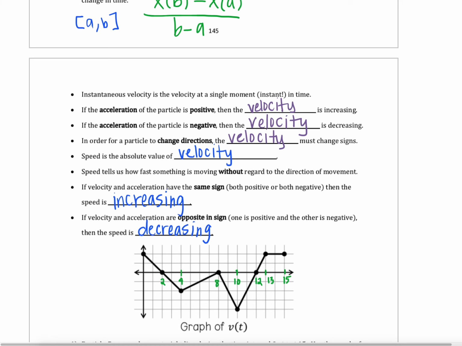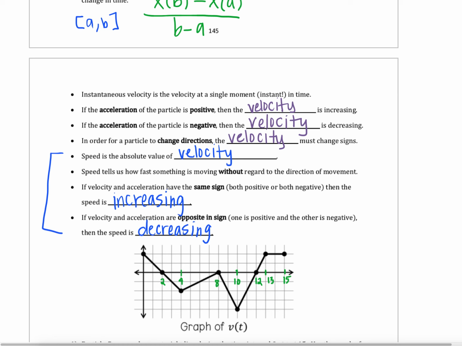Another topic that we'll talk about has to do with speed. Speed is the absolute value of velocity, so speed tells us how fast something is moving without regard to the direction of movement. Since we're taking the absolute value, we lose the sign of velocity, and the sign of velocity determines whether a particle is moving to the right or to the left.